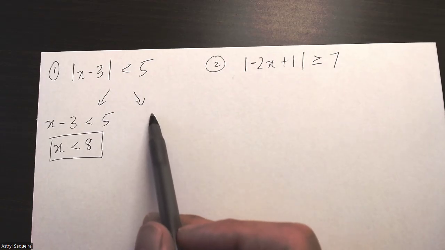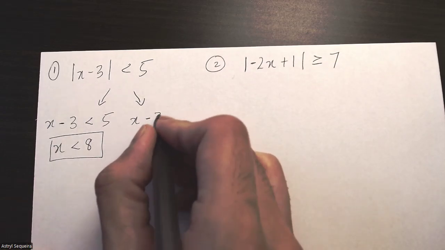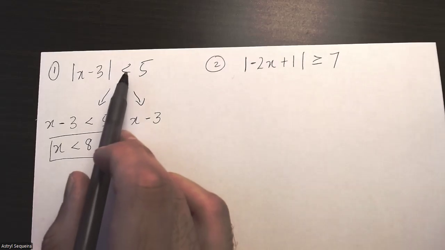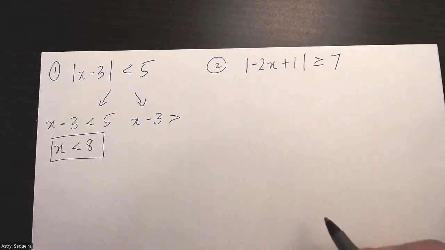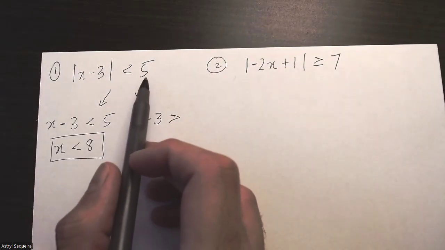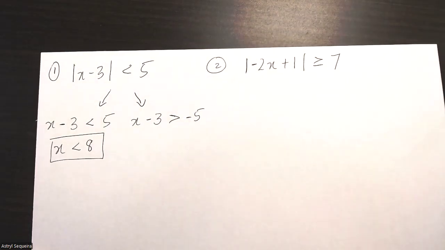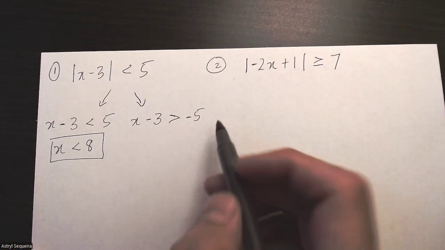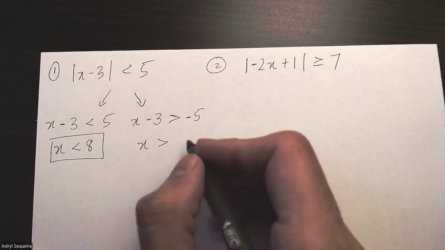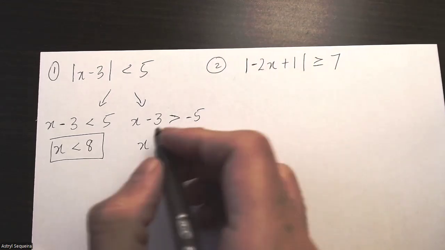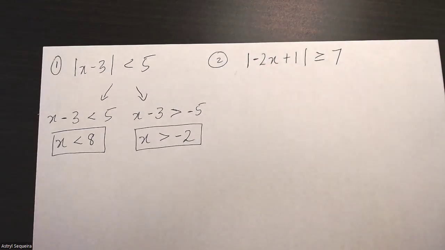For the second inequality over here, you're going to rewrite the left side the exact same, x minus 3. You're going to flip the inequality, so less than turns into greater than, and then you're going to change the other side to the opposite sign. So positive 5 will turn into -5. Now we want to solve this. So I'm going to add 3 on the other side. -5 plus 3 is just positive. Oh no, actually -2.